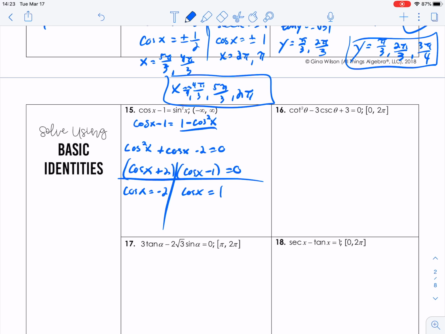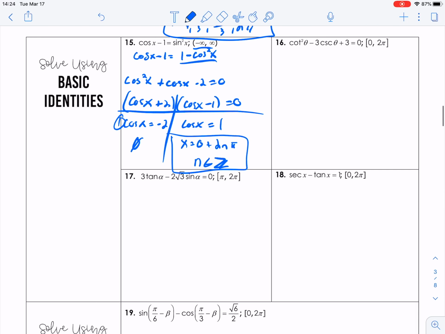Is it possible for cosine of x to equal negative 2 if we don't have an amplitude here? No. So empty set. Is it possible to have cosine of x equal 1? It is, at 0, and then 2 pi, and then 4 pi, and then 6 pi. Since we're going from negative infinity to infinity, we have to include this, where n is an element of integers. N can't be a real number here. It has to be more specifically an integer. And there's our answer.